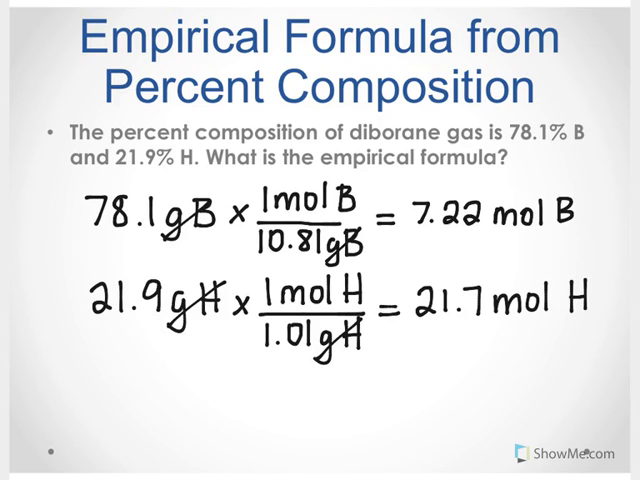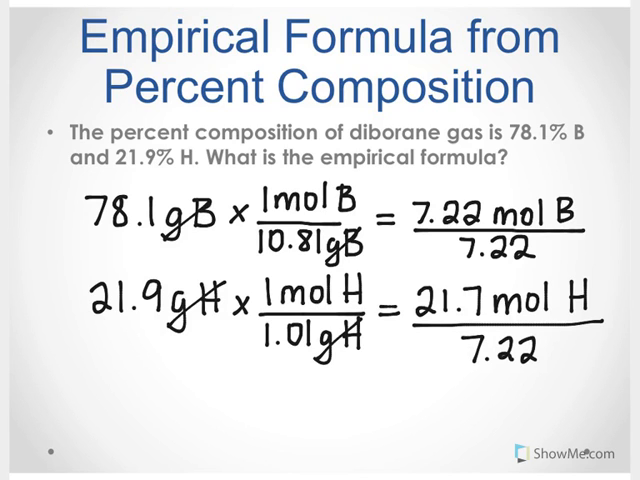Okay, well remember, when you have moles, because moles are a quantity, now we can actually start to see the ratio. Now, a 7.22 to 21.7 mole ratio is not a simple whole number ratio. So now that we've converted both of them to moles, the next step is to take the smaller of the two values and divide everything by that value. Well, out of 7.22 and 21.7, 7.22 is the smaller value, so we're going to divide everything by 7.22.